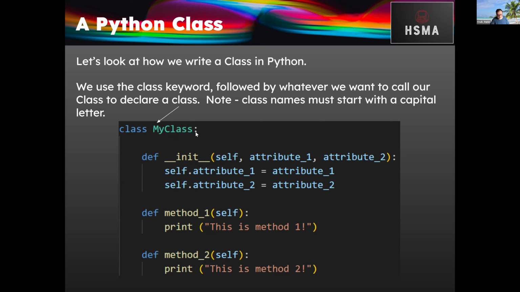Then I use a colon, and as with functions and loops and conditional logic, we then have the body of the class that's indented by a single tab. This represents the class definition. This is all the stuff that then makes up a class. This, well, I'll come back to this. Let's look at these things one by one.